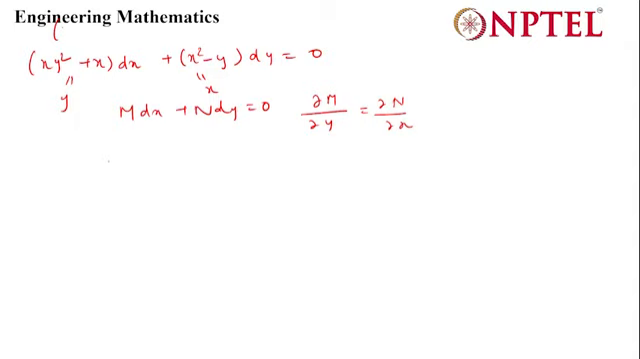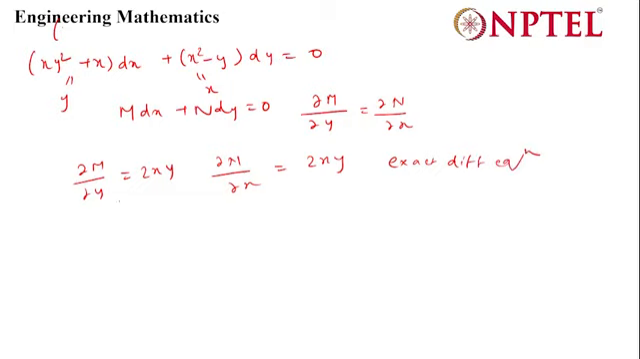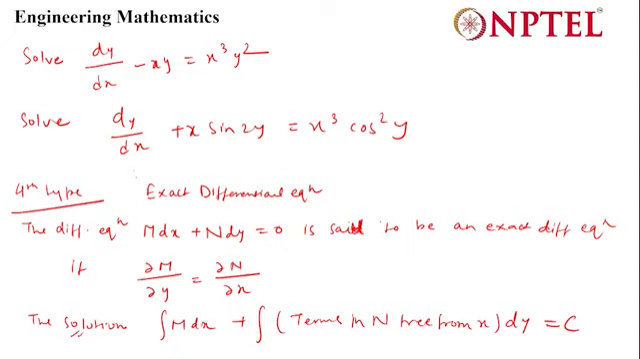So we'll do that. Firstly, del M by del y will come as 2xy. Then we'll do del N by del x. This will also come as 2xy. So this is an exact differential equation. Ma'am, will you go to the previous line, ma'am? Thank you, ma'am. So what will be the solution?